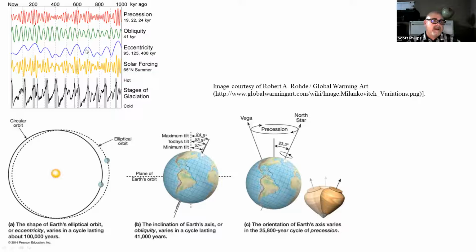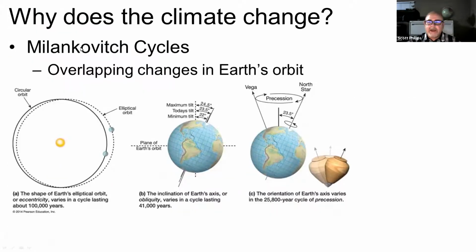And so we look at all of these together, and we look at how that affects the incoming amount of solar energy. Then we overlay that on top of stages of glaciation. You can see that these are generally related to each other. It's not completely understood, but you can see a pattern here where change to Earth's orbit affects things like glaciation. So these are called Milankovitch cycles.